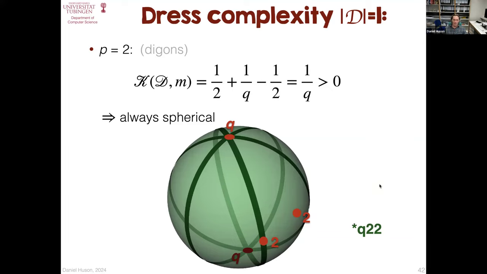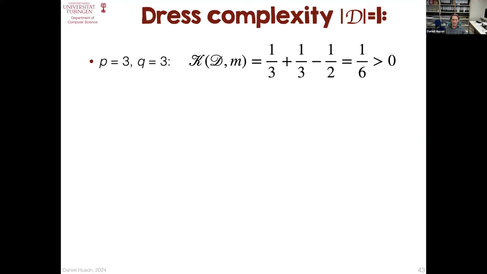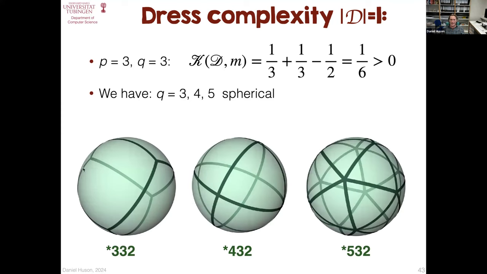Does that make sense? That's simple. Now, we're not going to look at p equals 2 any further. So let's look at p equals 3 and q equals 3. Plug those in. That's a 6. So that's still positive, so it's spherical. And if we plug in 3, 4, or 5, this is still spherical, and we get these three tilings. And these are the three symmetry groups.